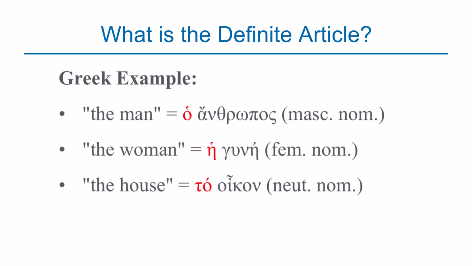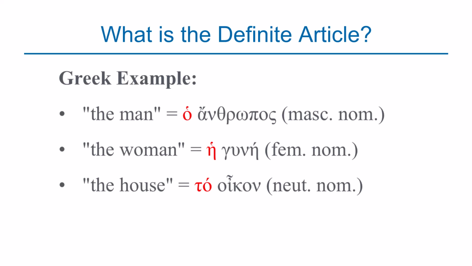For example, you have three phrases in Greek there. The first one is ho anthropos, meaning the man. And you have he gune, meaning the woman. And you have to oikon, meaning the house. And so you have ho anthropos in the masculine, and you have he gune in the feminine, and you have to oikon in neuter. And so you have the three Greek genders there, masculine, feminine, and neuter.